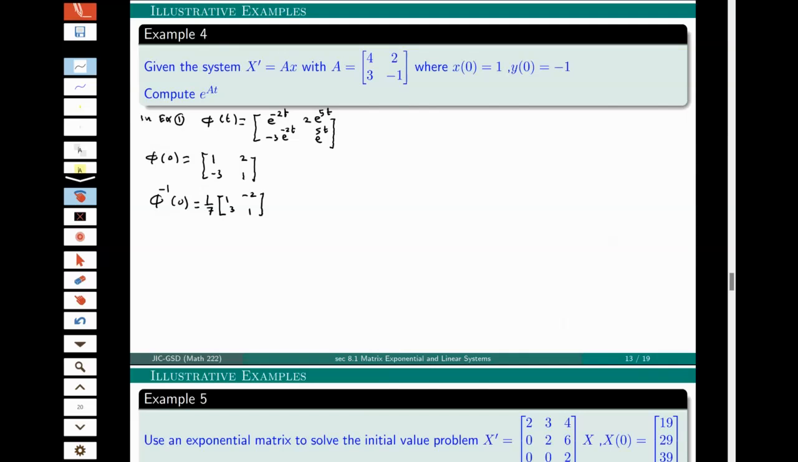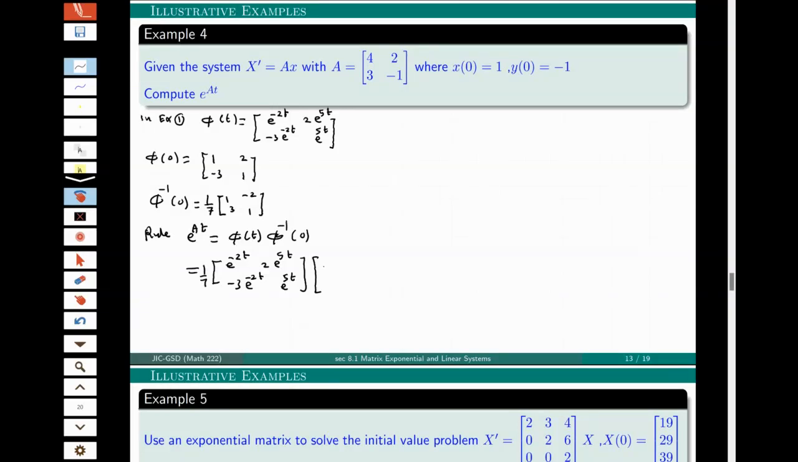So that will be, according to our theorem, the rule we are going to use, e to the power at is equal to phi of t times the inverse at 0. So that will be equal to phi of t, which is e raised to the power minus 2t, 2e to the power 5t, minus 3 e raised to the power minus 2t, e to the power 5t, times the inverse.